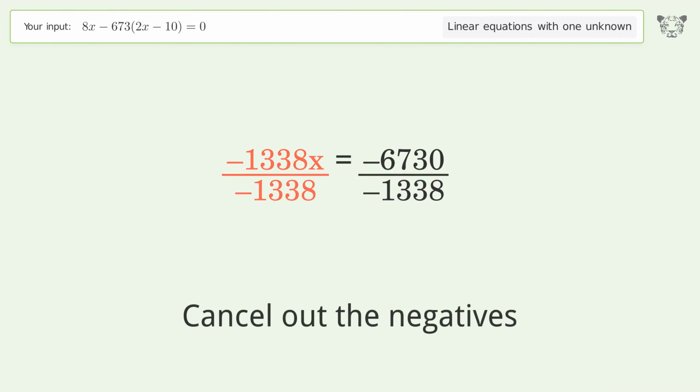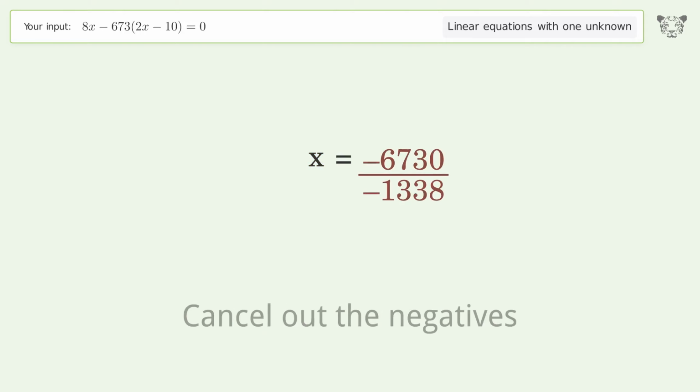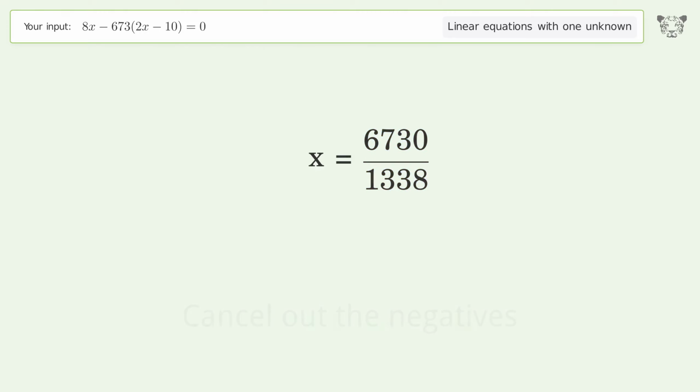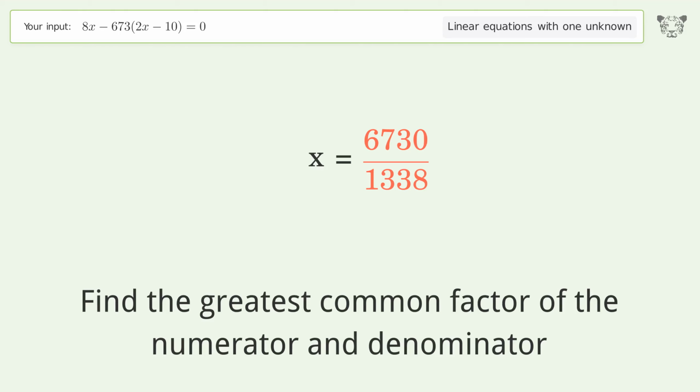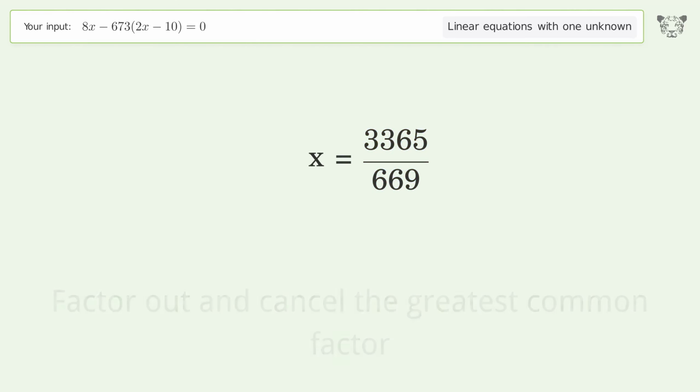Cancel out the negatives. Simplify the fraction. Cancel out the negatives. Find the greatest common factor of the numerator and denominator. Factor out and cancel the greatest common factor. And so the final result is x equals 3365 over 669.